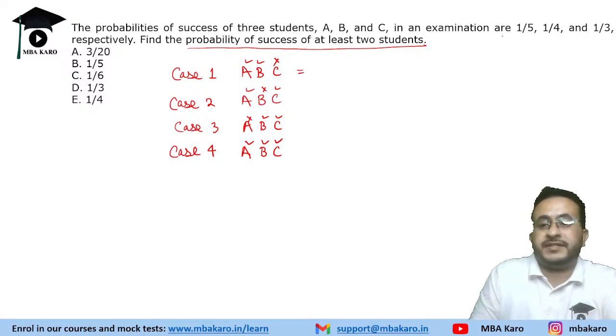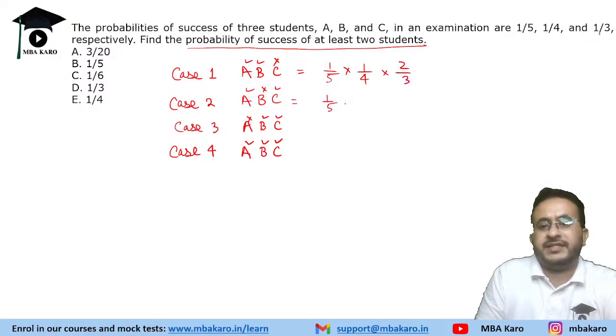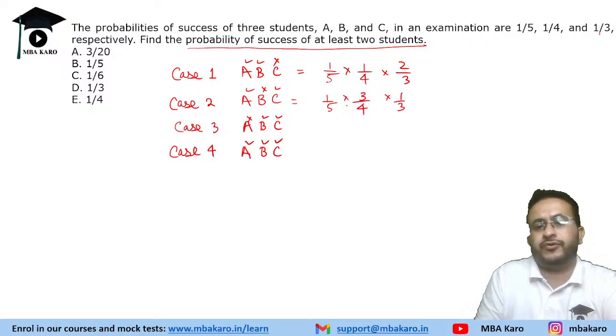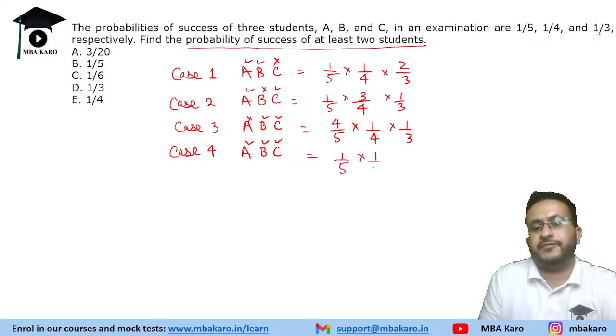So for A and B successful, A's success is 1 by 5, B's success is 1 by 4, C's success is 1 by 3, so failure will be 2 by 3. Second case, A is successful, C is successful, B's failure is 3 by 4. Third case, A's failure is 4 by 5, and this is 1 by 4 and 1 by 3. And the last case, all of them: 1 by 5, 1 by 4 and 1 by 3.